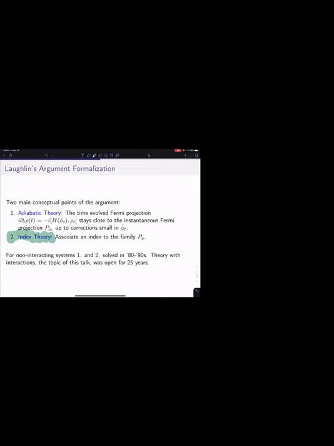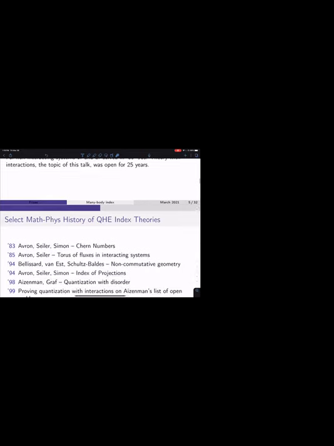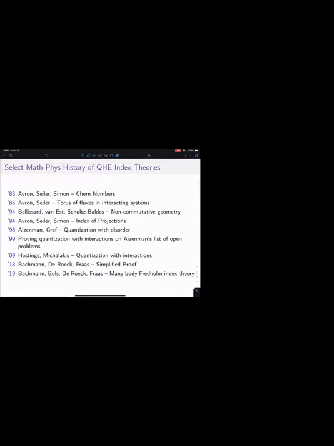Okay, so for non-interacting systems, so essentially that Laughlin argument I was talking about, this was fully solved in the 80s and 90s. I will give a little bit of overview later. And the theory of interactions, this is what I'm going to talk about, was then open for around 25 years. Okay, so this is a little bit of mathematical physics history of quantum Hall index theories. And I want to stress that it's mathematical physics. I can't do justice to the history of the quantum Hall effect itself. So it's very selective to mathematical physics.